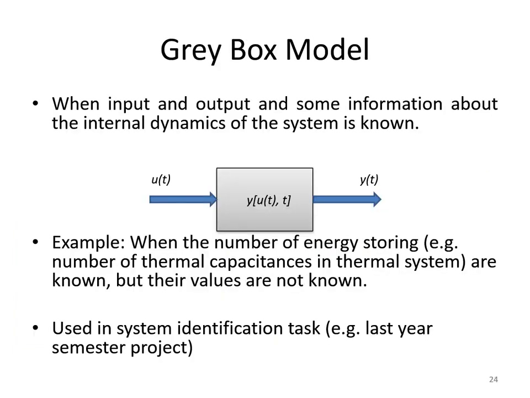The next type is the gray box model. Now in this case, we know the input and the output, but we also have some information about the internal dynamics of the system.